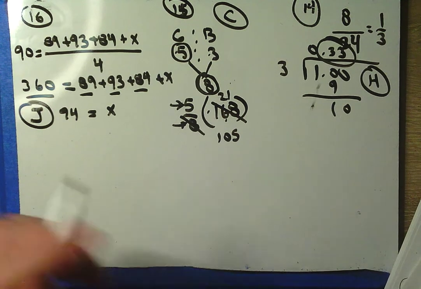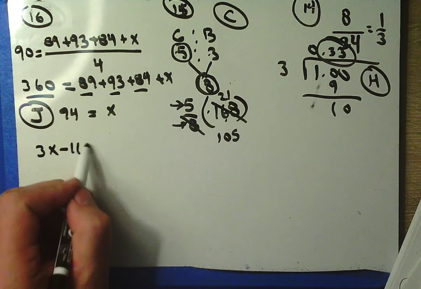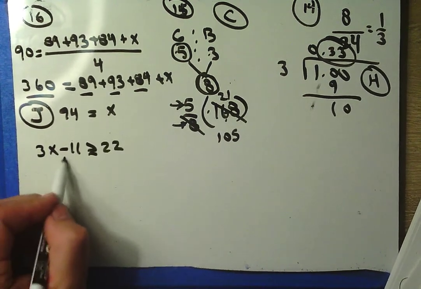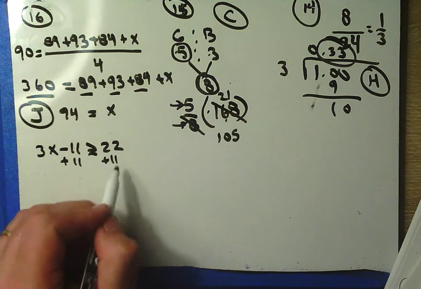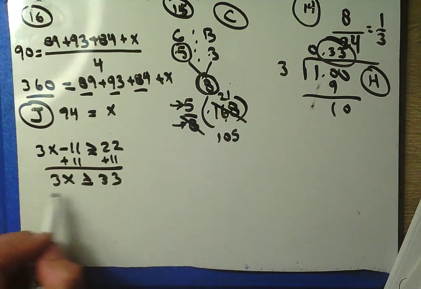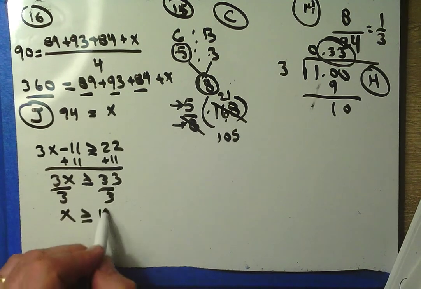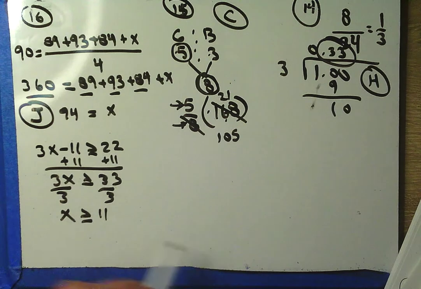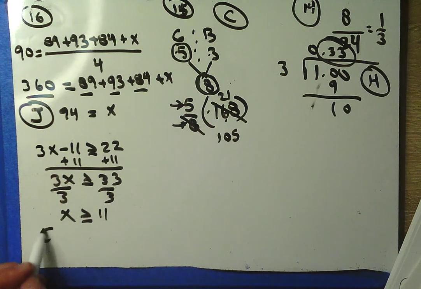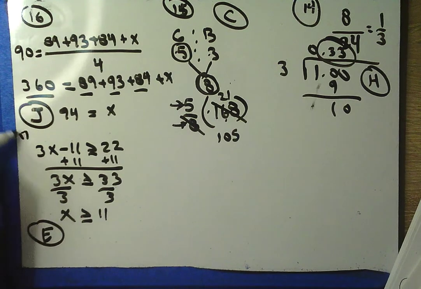17. What is the solution set for this? Oh, this is right out of our Algebra Basics unit, isn't it? We'll add 11 to both sides. We'll get 3x is greater than or equal to 33. We'll divide by 3. We'll get x is greater than or equal to 11. Hey, and I don't even have to put this in interval notation. This is choice E. E for number 17.